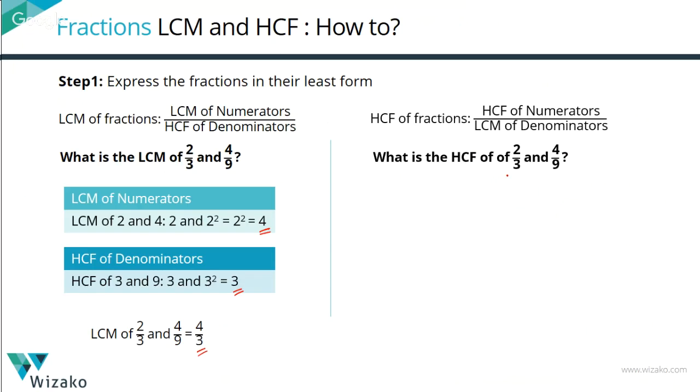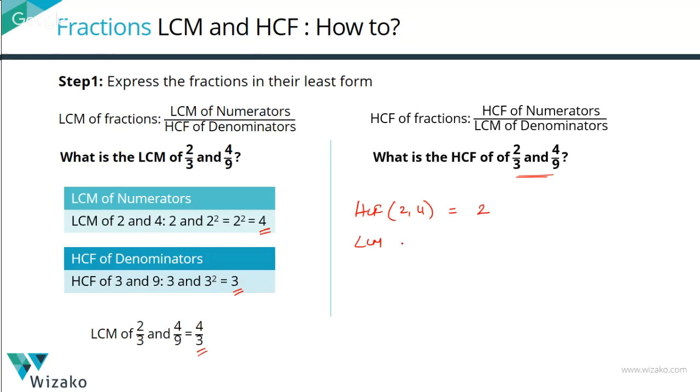We'll have to find the HCF of 2 by 3 and 4 by 9. We realize these two fractions are already in their least form, irreducible form. Let's start with the HCF of the numerators, HCF of 2 and 4. 4 prime factorizes as 2 squared. So the only common prime between these two numbers is 2, in its lowest power, which is 2.